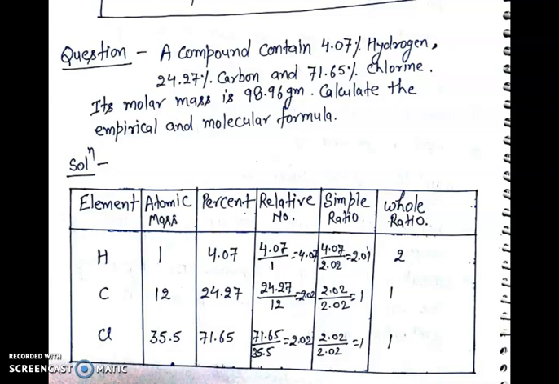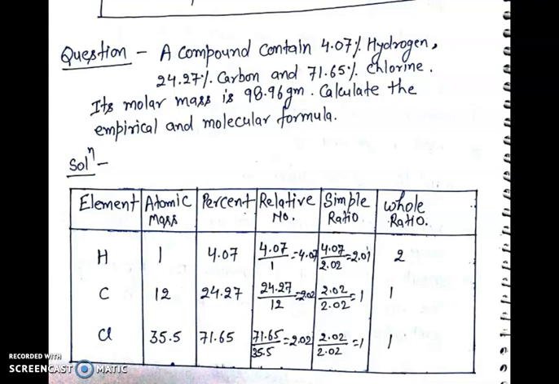We have to first create a column to calculate the empirical and molecular formula. The first column represents element. The second column represents atomic mass. The third column represents percentage of elements. The fourth column represents relative number. The fifth column represents simple ratio. And the sixth column represents whole ratio.